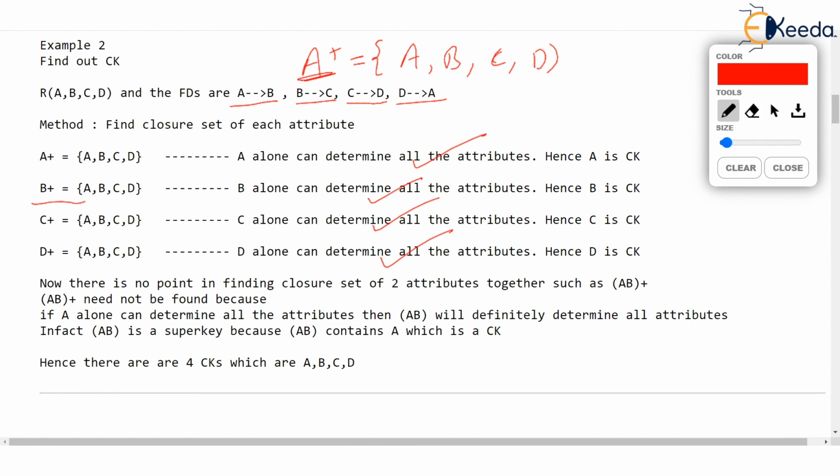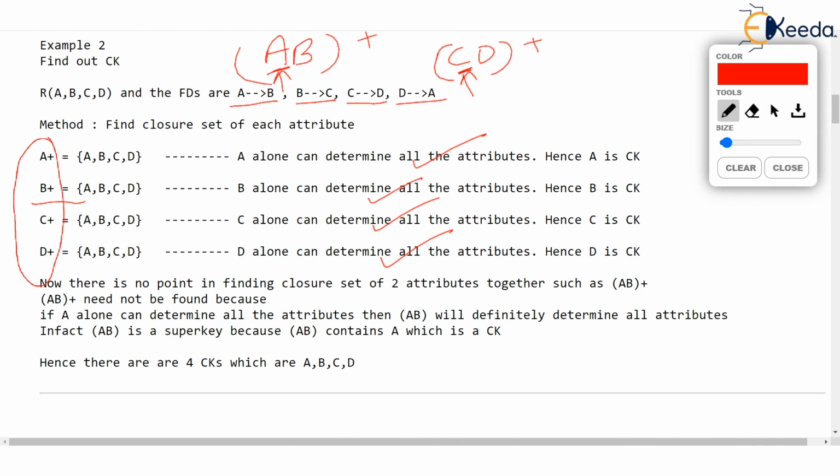Now you tell me, if A, B, C, D alone are the candidate keys, then is there any sense in finding AB plus? Or is there any sense in finding CD plus? Absolutely not. Because individually single attribute can determine everything. Then all other chances have become super keys. So we have only 4 candidate keys and there is no sense in continuing with this particular problem. I hope you have understood this.